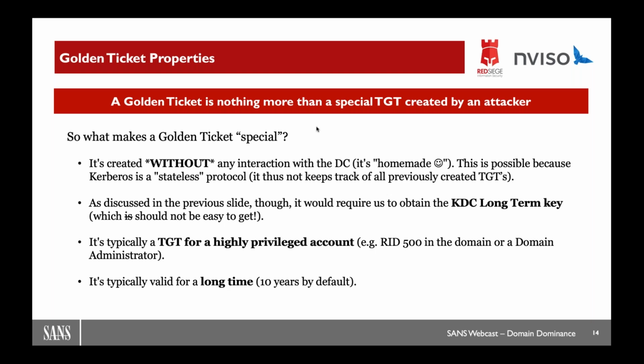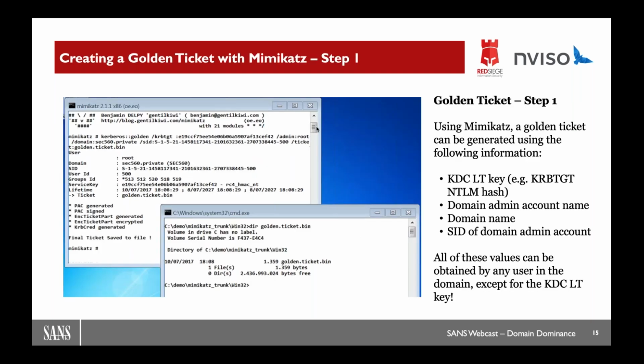So as an adversary, as a pen tester, once I have this type of access, I will be able to get it. It's typically a TGT for a highly privileged account, for example, RID 500 in the domain, or any account you would like, and it's typically valid for a long time. So this is what that looks like.